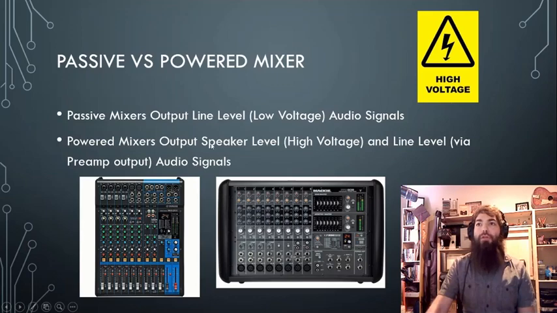So again, a powered mixer outputs high voltage, but it also outputs line level, which is pretty neat. Usually through the front, we're going to have what we call a preamp output. And I'll show you how to take advantage of that here in just a little bit.